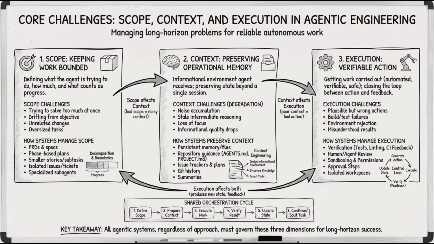Welcome to this lesson. Today we are diving into the core challenges of agentic engineering. We will explore why 3 specific long-horizon problems matter so much to your success. First, we will look at scope and how to keep an agent's work perfectly bounded and focused. Next, we will dive into context, learning how to preserve vital operational memory. Then we will tackle execution, discovering how to turn your plans into reliable action.